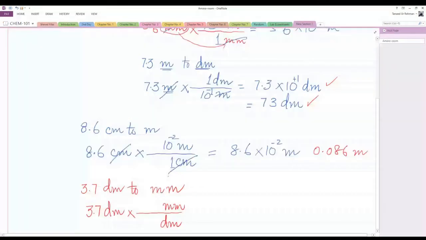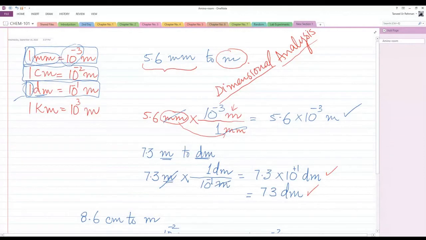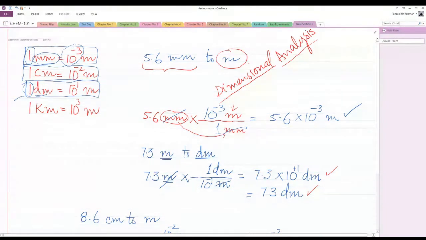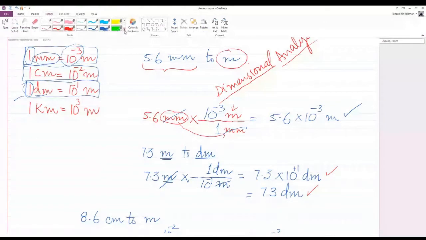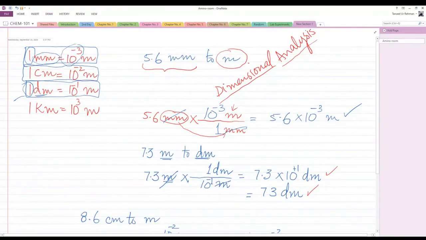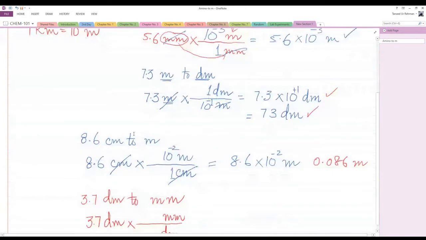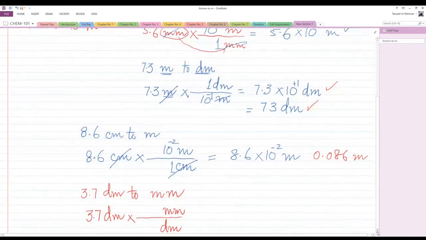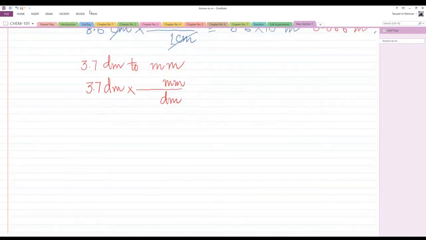Now move to our conversion factor table. Is there any decimeter and millimeter equal? No, that's the point. It is a 2-step process now. First change decimeter to meter and then meter to millimeter. Excellent. Okay, so first we have to change decimeter to meter.